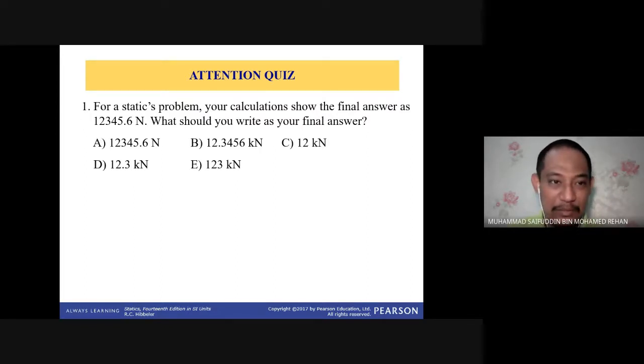Based on this, why sometimes in the book do they change the unit, and sometimes they don't? Because normally they want to stick with three significant figures, and 12345.6 Newton can only become three significant figures if you convert into kilonewton. Hence, you can get 12.3 kilonewton, and you just round off the rest. In Newton, you cannot round off anything. It would be wrong to get three significant figures.